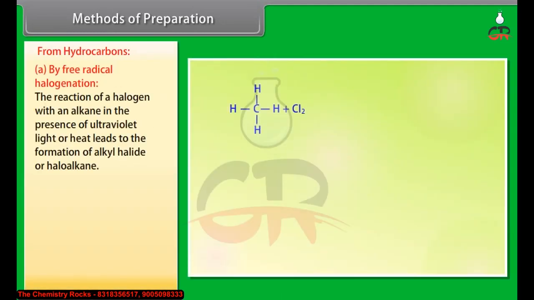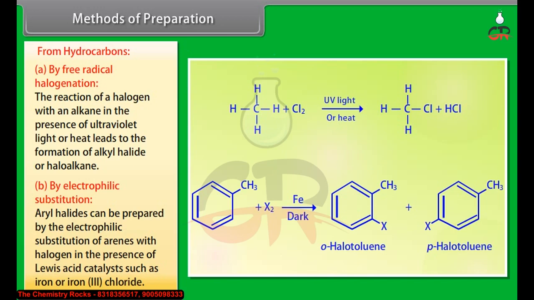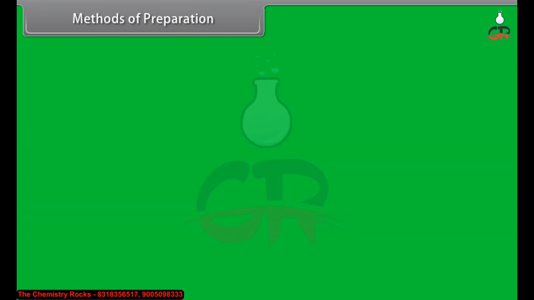By free radical halogenation. The reaction of a halogen with an alkane in the presence of ultraviolet light or heat leads to the formation of alkyl halide or haloalkane. By electrophilic substitution. Aryl halides can be prepared by the electrophilic substitution of arenes with halogen in the presence of Lewis acid catalysts such as iron or iron(III) chloride. Methods of preparation.